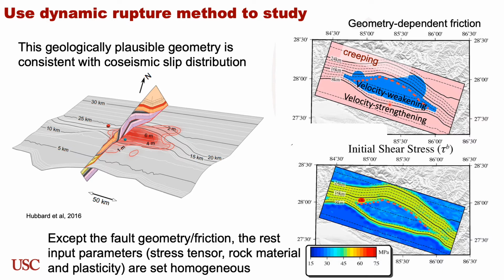We apply a homogeneous stress tensor, and the shear and normal tractions are perturbed due to the irregular fault plane. Besides, we also implement homogeneous rock material and plasticity parameters. In summary, the only complexity in this model setup is the fault geometry.